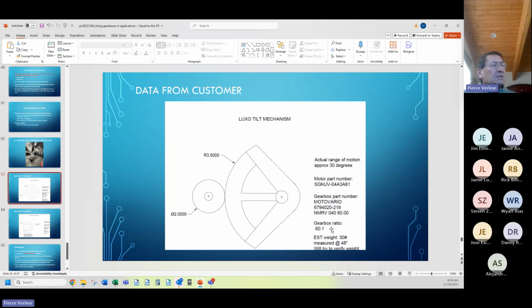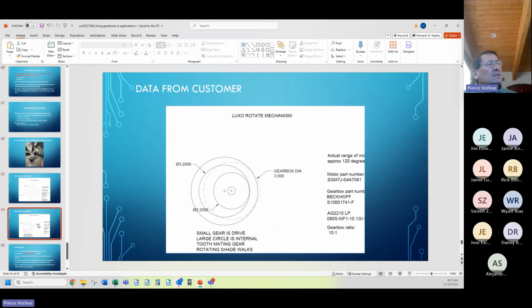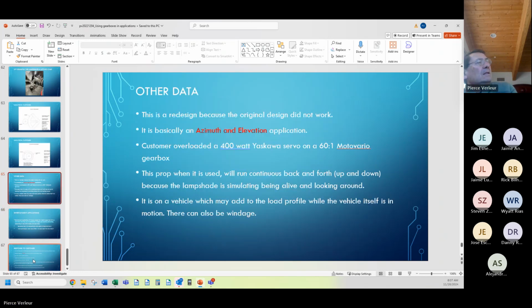But here's the definition of the elevation application. Here's the definition of the azimuth or rotate application. Again, driven shaft, output shaft. This is the other data that I had to obtain to do this sizing.